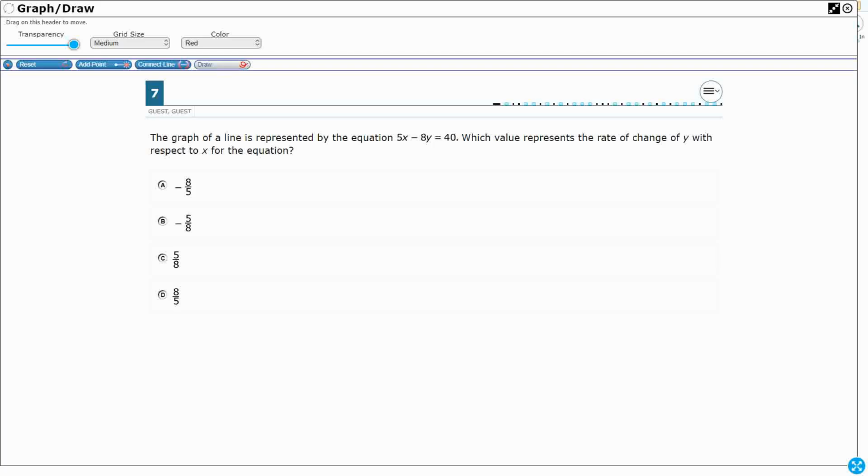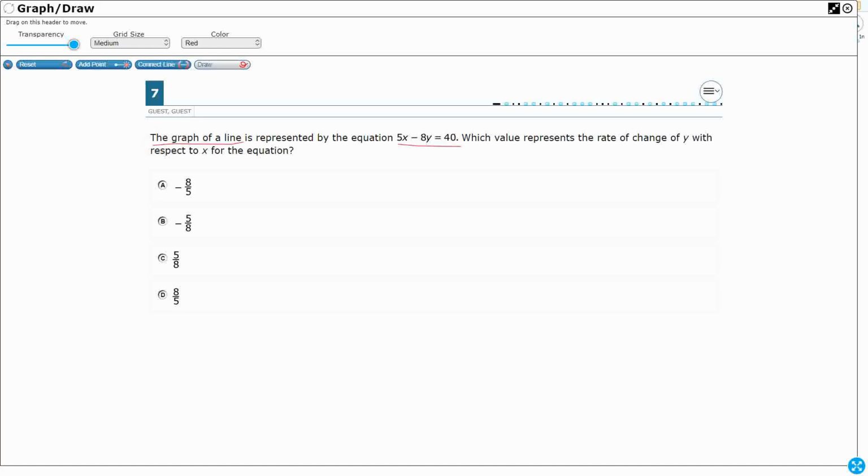All right, so we have the graph of a line, and it's represented by this equation, 5x minus 8y equals 40. And we need to find a value that represents the rate of change of y with respect to x.